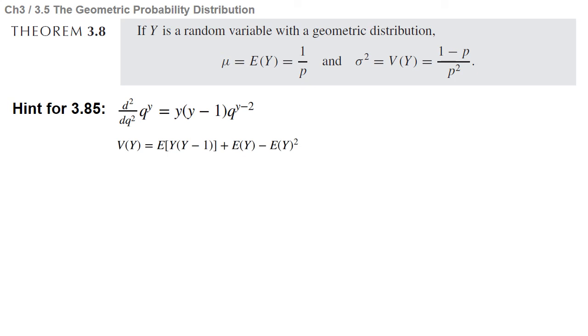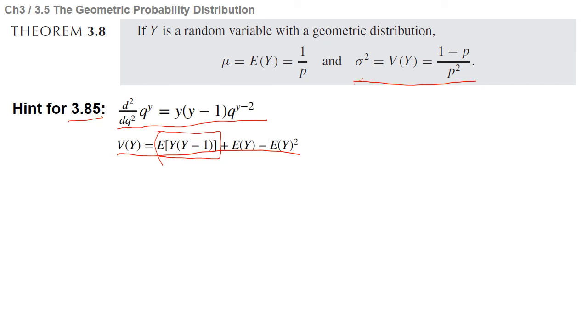And for the variance part of the formula, I will just give you some hints for exercise problem 3.85, which is deriving the variance part. Here we will again use this, and also note that the derivative of 2 times qy is this one. So from this hint, you can calculate this.